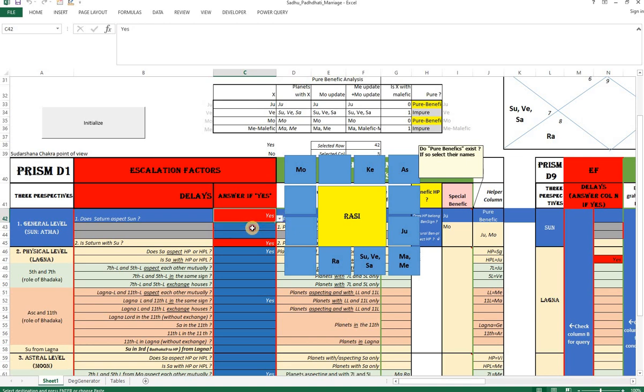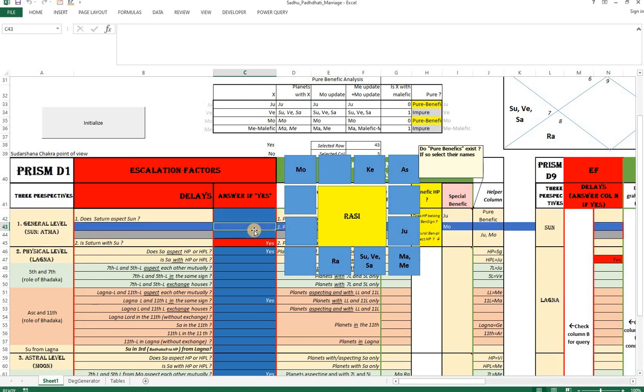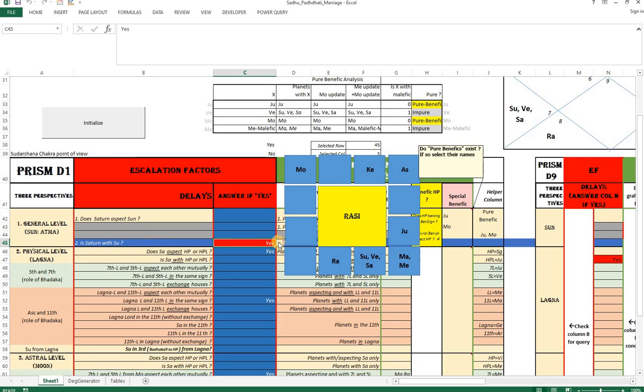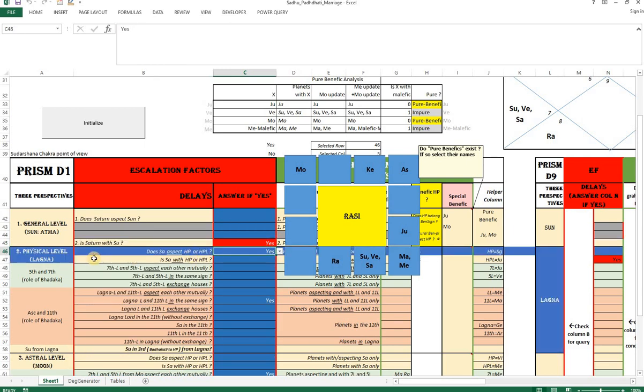If there is only a yes there, if it is going to be a no, just delete it, it will go away. Okay. Then the second question is Saturn with Surya? Saturn is with Surya, so you have to pull out a yes there. Okay. Now the third question is at the physical level. So at the general level, very simple, only two questions. Is Saturn with Sun or Saturn aspecting Sun? In the physical level, again there are multiple questions, but these two are also there.